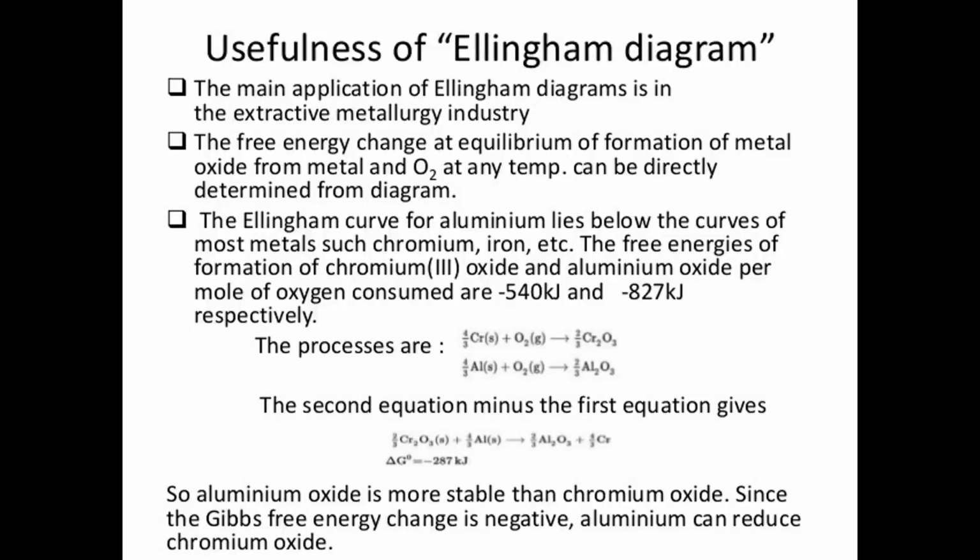However, above 1000 Kelvin this carbon line lies below the iron line, hence we can use coke as a reducing agent. What is coke? Carbon is coke. Okay, so we can use carbon as a reducing agent.